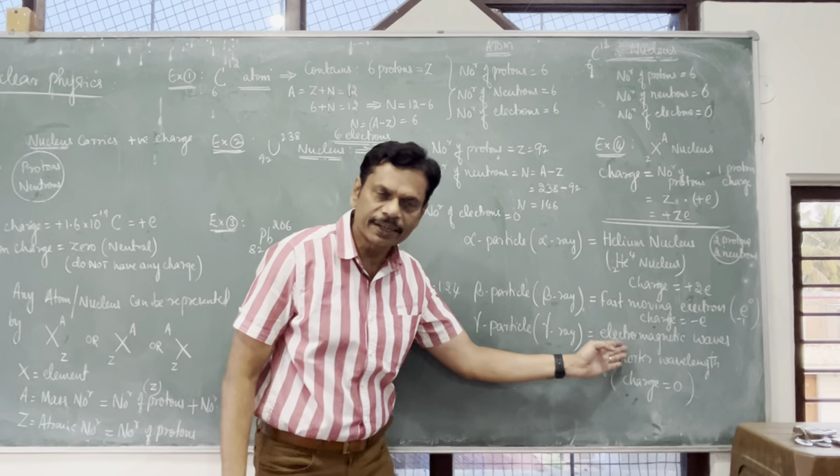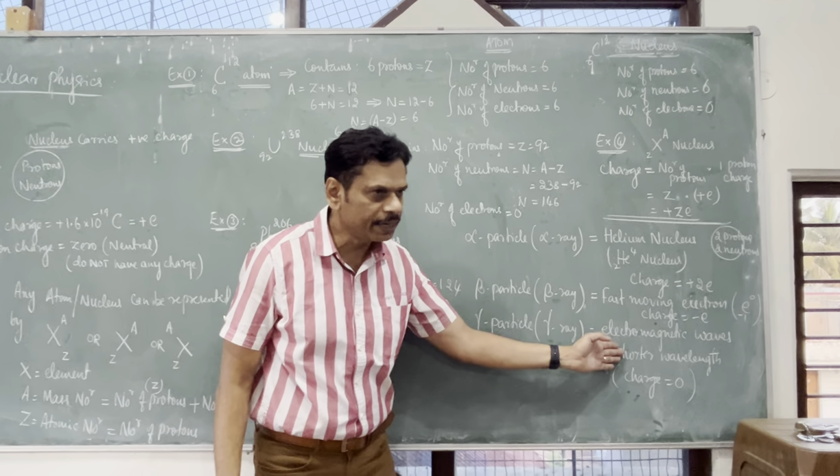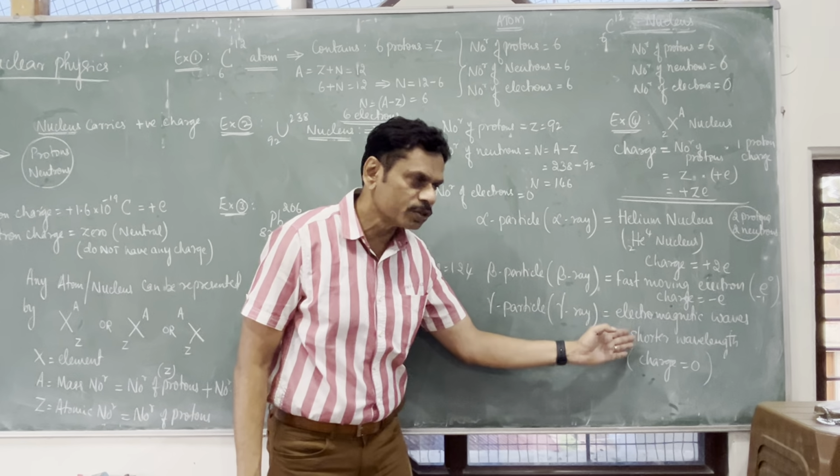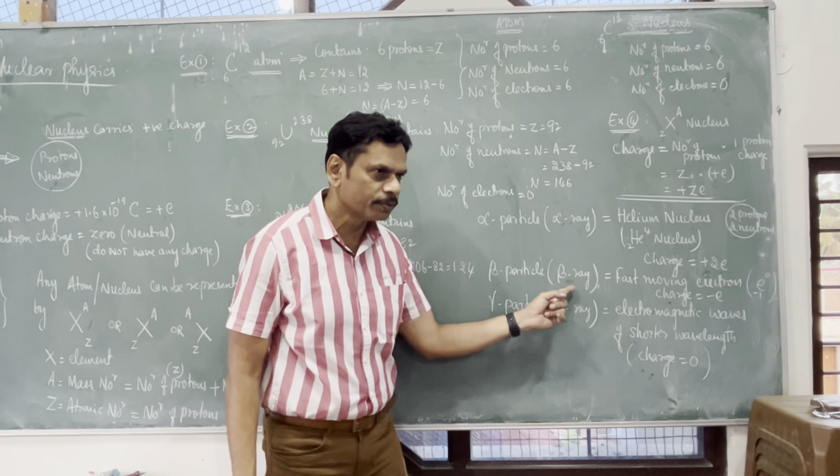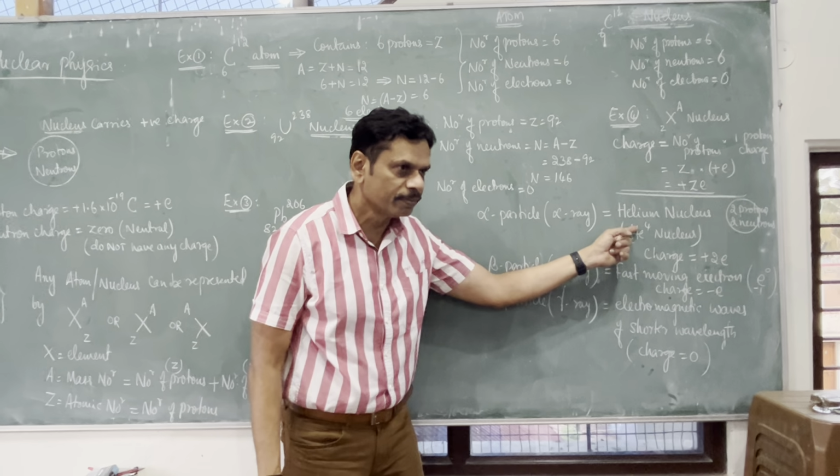Such energetic radiations are gamma radiations. Gamma radiations are energetic radiations. Because of that only we say it is more dangerous compared to these two. But ionizing power is very large.